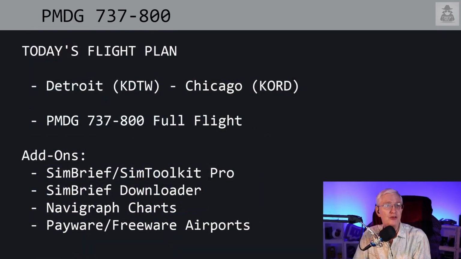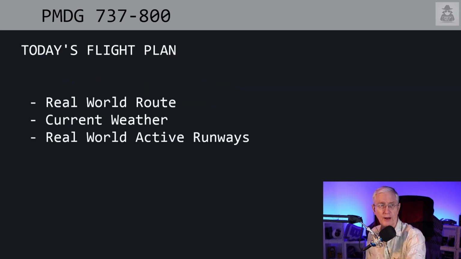So today we're doing Detroit to Chicago. This is based off a real-world flight, although United does fly an A319. This is going to be a full flight and a first look at the PMDG 737-800. The add-ons that I'm using for the flight: SimBrief and SimToolkit Pro. I also use the SimBrief downloader to get flight plans and also the weather information in. We're also doing Navigraph charts, and I'm using the Freeware Airport for Detroit and a Payware Airport for Chicago O'Hare.